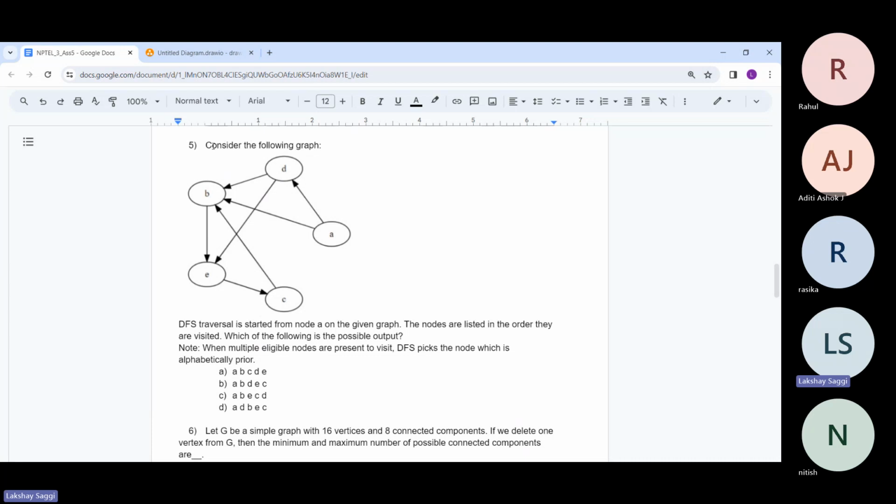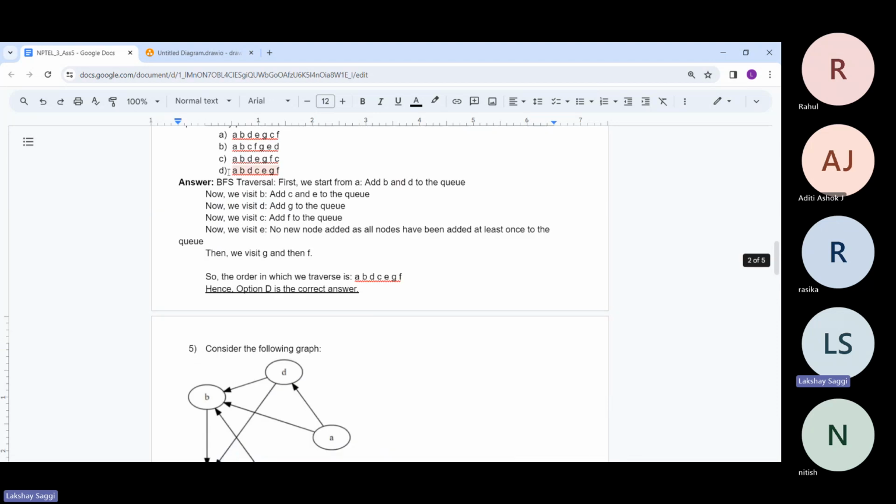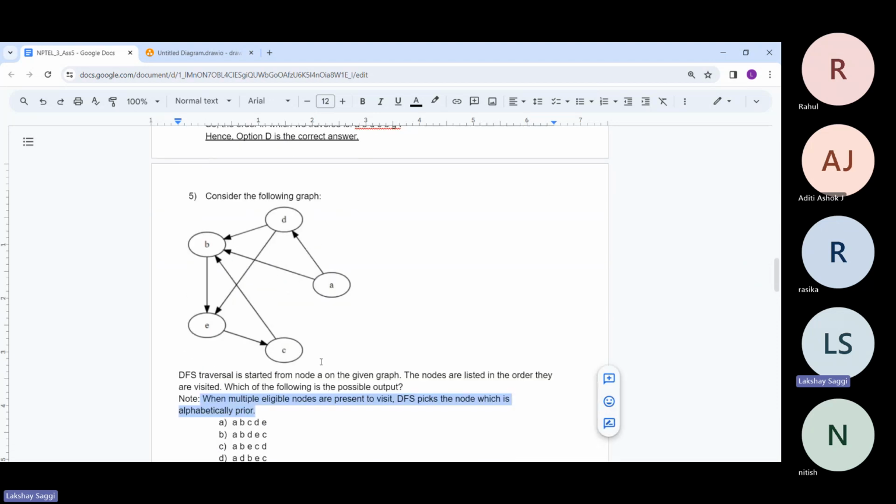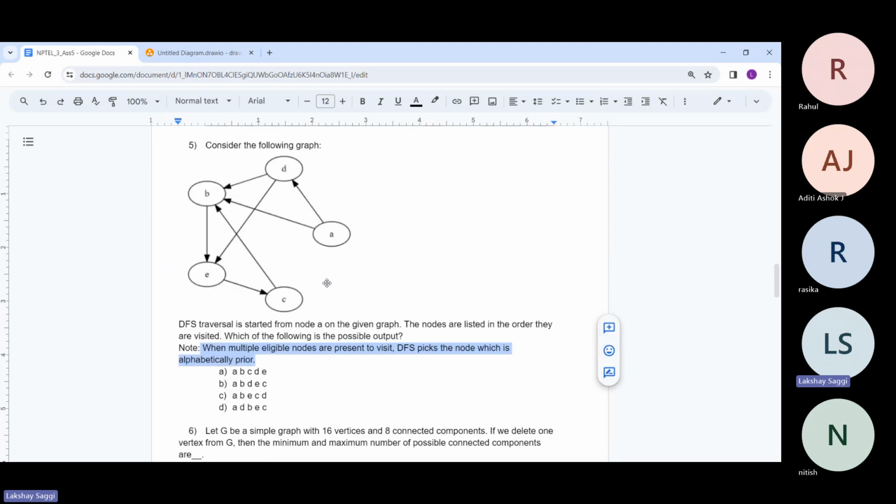So now the fifth problem is, we are given a graph which consists of A, B, C, D, E nodes, and these are the edges present. And now the problem says that DFS traversal is starting from node A in the given graph, and nodes are listed in the order they are visited. So which of the following is a possible DFS output? Again, a note is given to us that when multiple eligible nodes are present to visit, DFS will pick the node which is alphabetically prior. Like in BFS, we picked the node which was alphabetically prior. Similarly, DFS will also pick the node which is alphabetically prior.